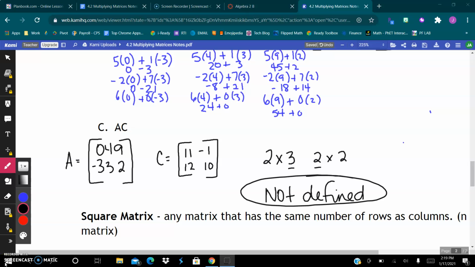There's more to this section, but I am going to hold off on that since our video is so long. So we will cover the square matrix tomorrow.